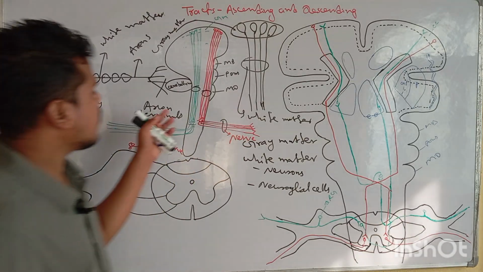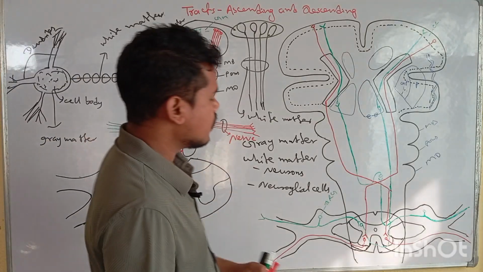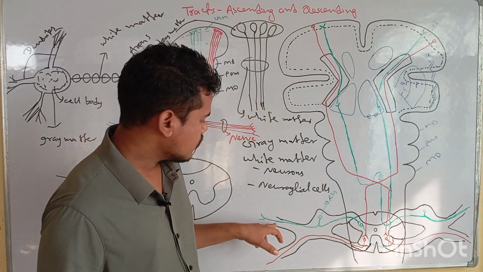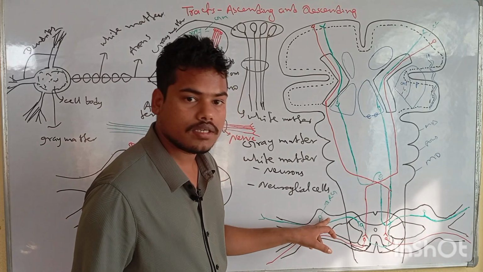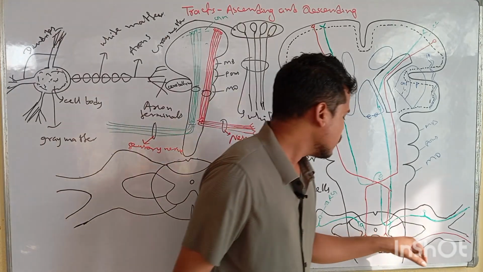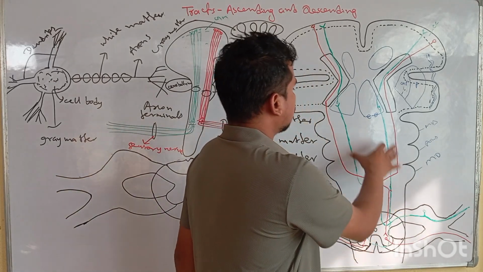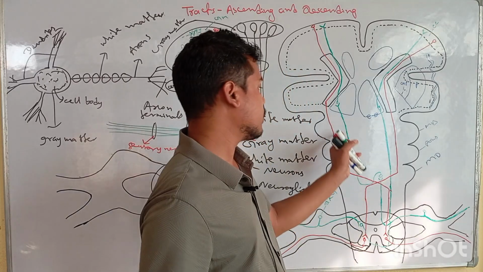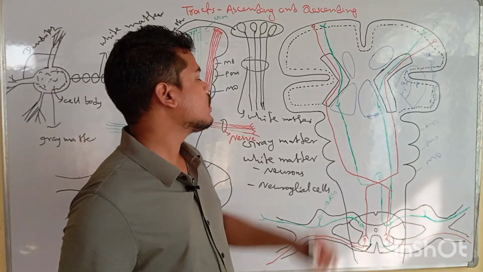Now the same thing I have shown here. This will be the ascending pathway, and since this is in the periphery, we call it the dorsal root ganglia. It is the sensory nerve, and there will be a collection of many ascending fibers forming the tract.